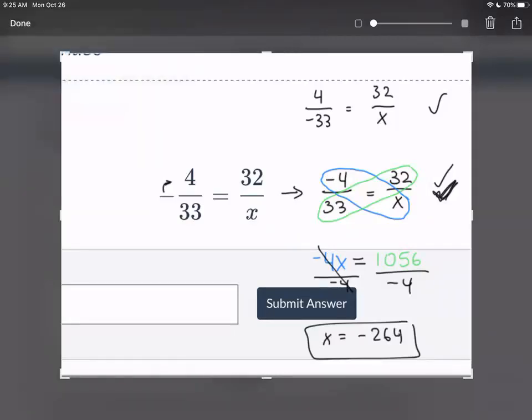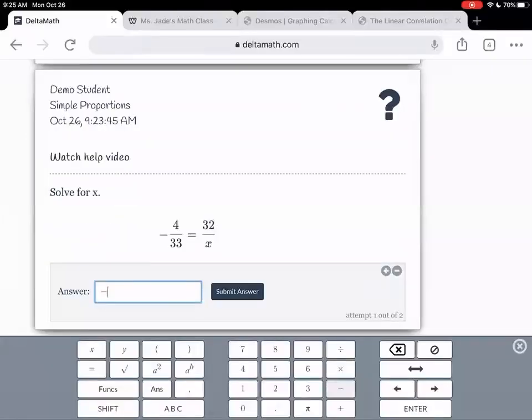Okay, I'm going to type it in. So -264. You don't have to type x equals. Don't type x equals.